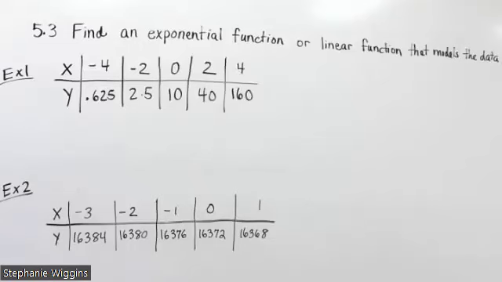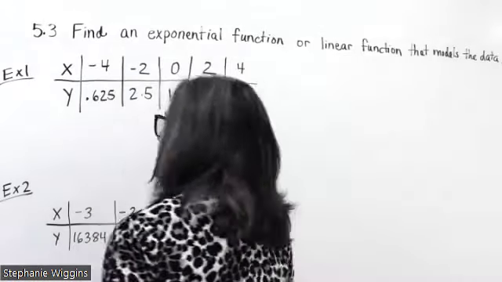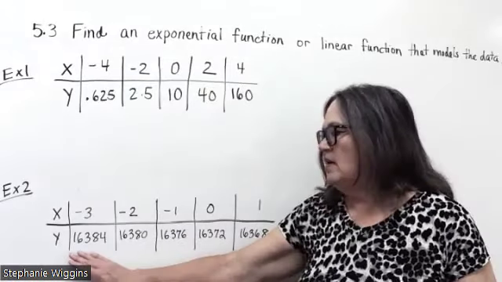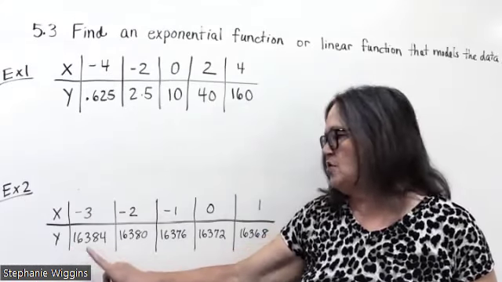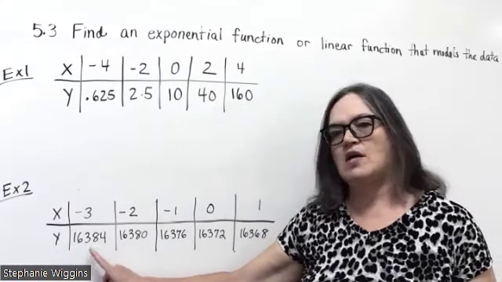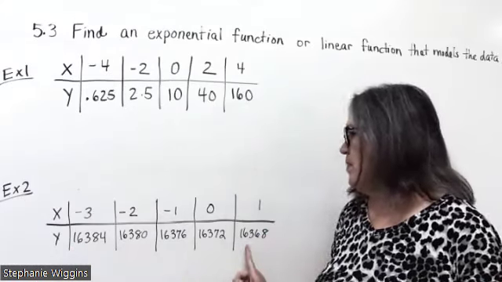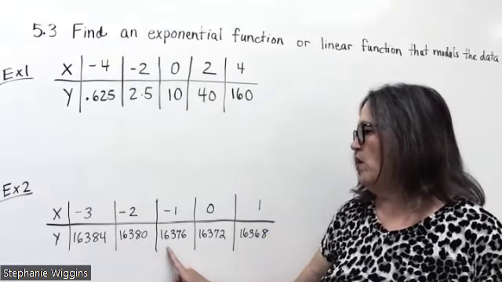Find an exponential function or linear function that models the data. So we have two sets of data here for our examples. One of them is linear and one of them is exponential, and it's pretty obvious which one is linear and which one is exponential. Here you can see that the y values are decreasing at a constant rate, going down by 4.